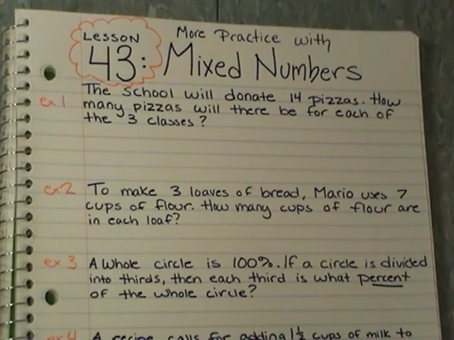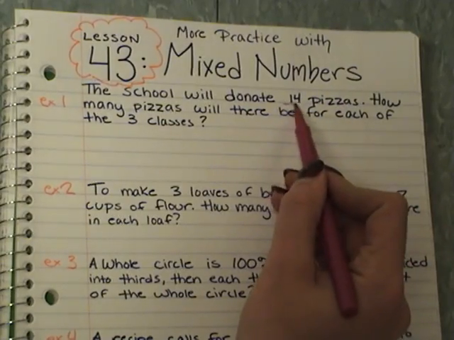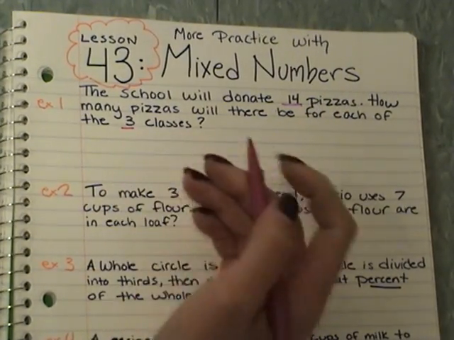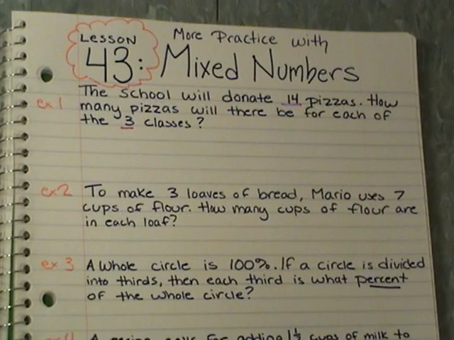Alright, so the first one says, the school will donate 14 pizzas. How many pizzas will there be for each of the 3 classes? I'm going to go ahead and underline 14, and we have 3 classes. So this is a pretty simple division problem. Go ahead and copy down the example, and then see if you can do it yourself, hit pause, and then play it again and see if you got the same answer that I did.